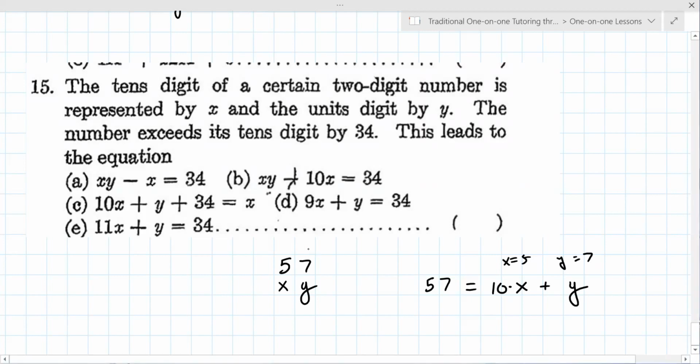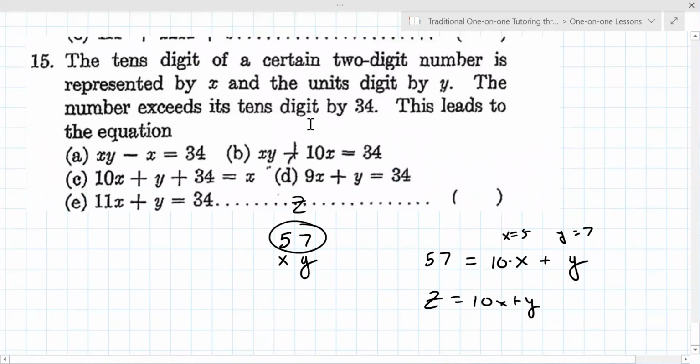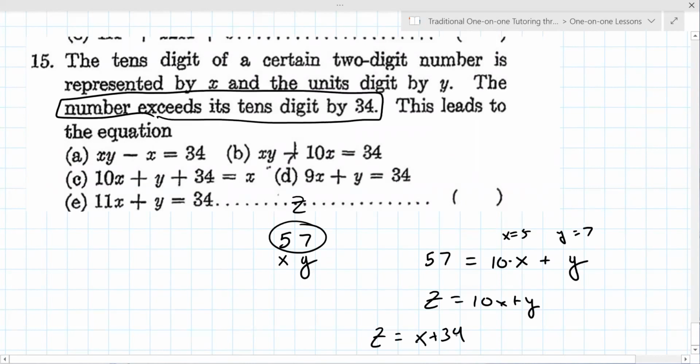So they're saying whatever this is, we're going to call this Z for a moment. So Z equals 10X plus Y, but they're saying that Z exceeds the tens digit, which is X, by 34. So Z is equal to X plus 34. That's how we're converting that sentence into this.